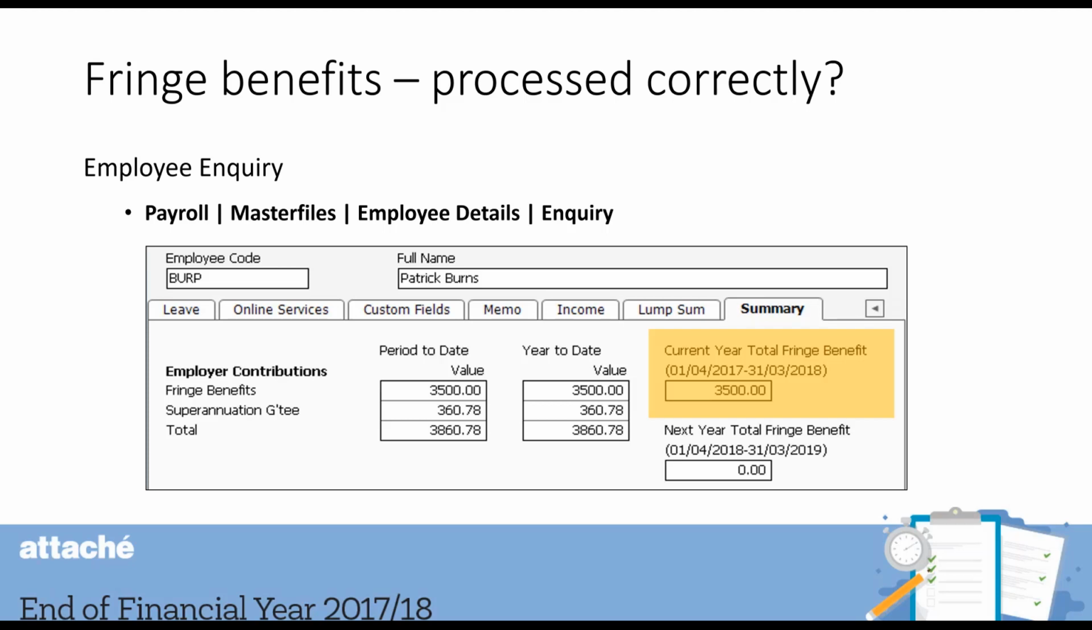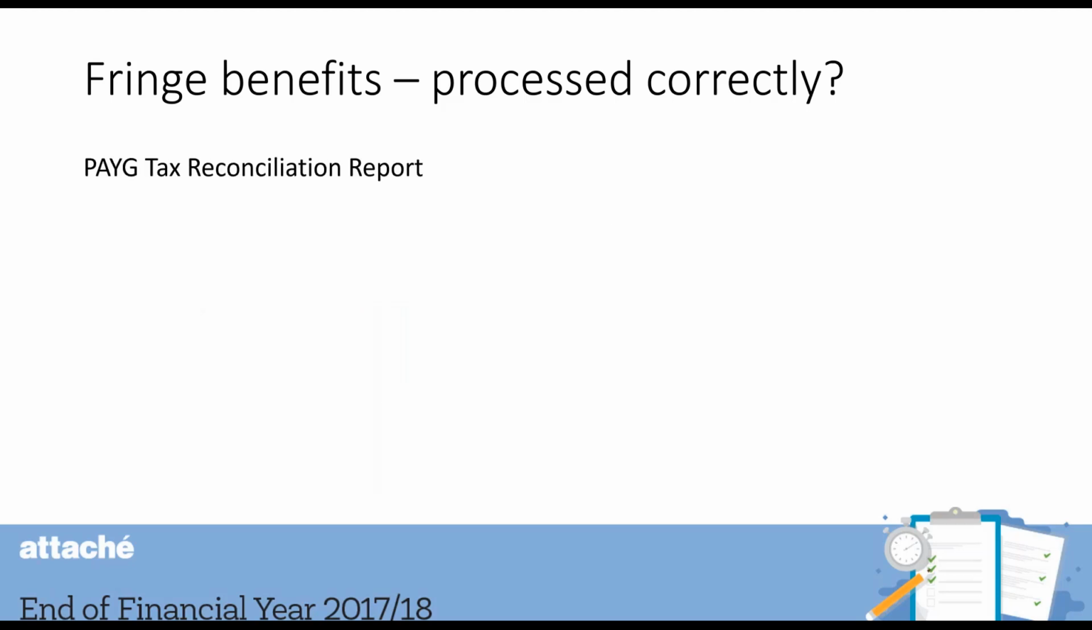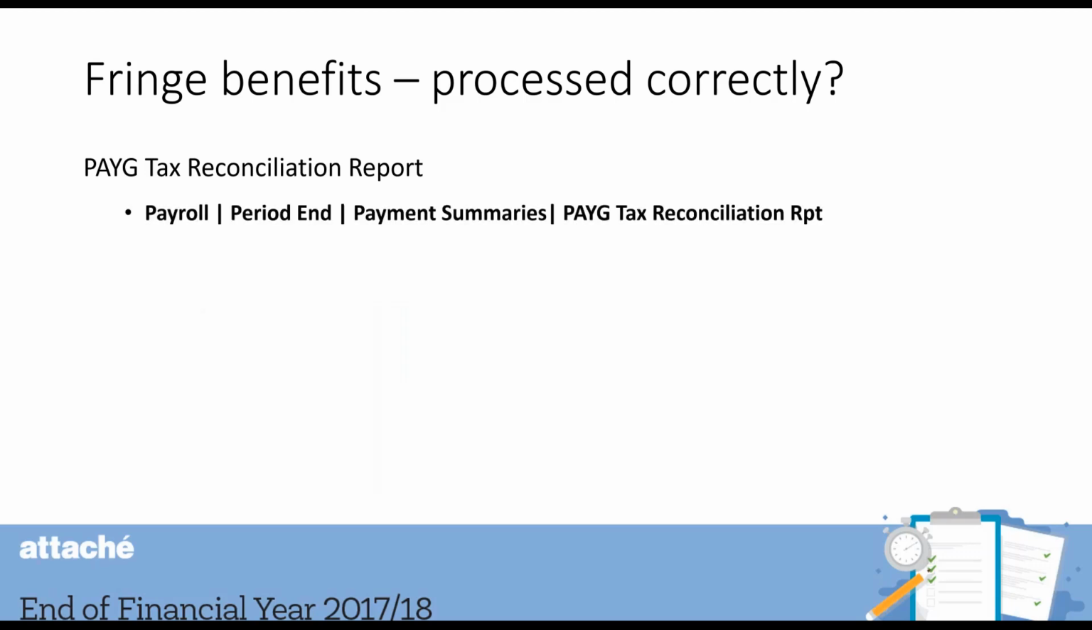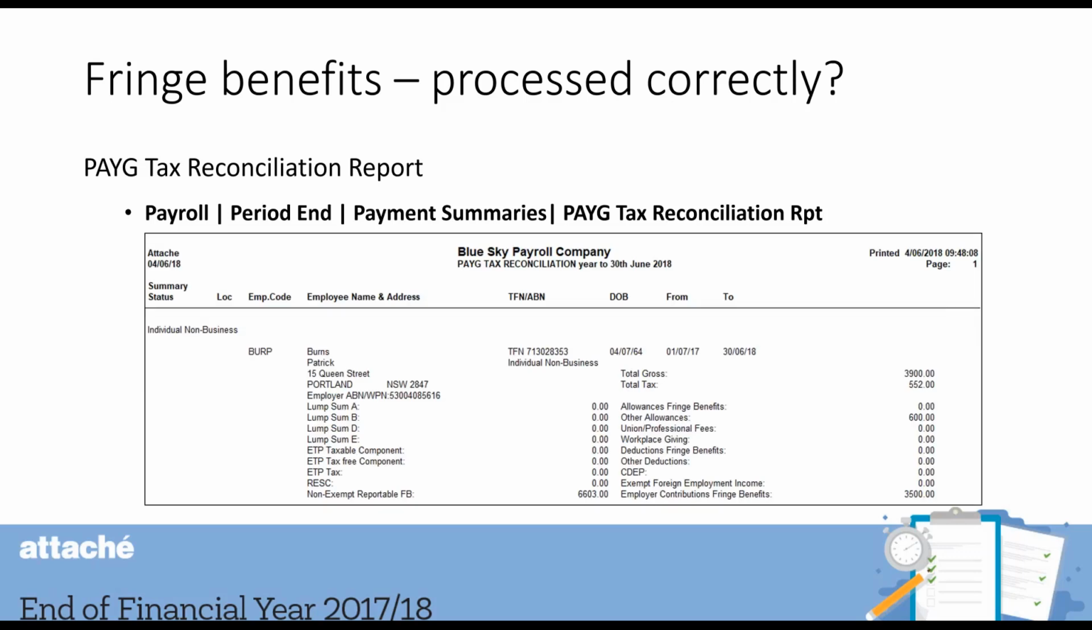Now, the next place we need to check is the pay-as-you-go tax reconciliation report. And the way you navigate through to this is you go to Payroll, Period End, Payment Summaries, Pay-as-you-go Tax Reconciliation Report. Make sure that the starting tax year is set to 2017. And this is what the report would look like. This report displays the net fringe benefit amount you entered, as well as the grossed up amount. So this is what you need to check.